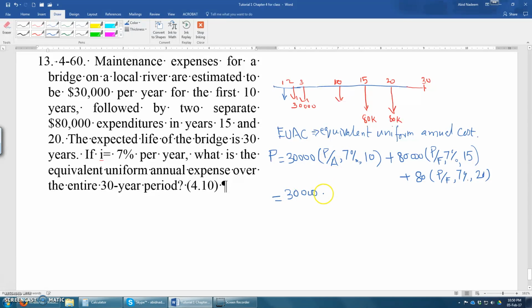30,000 times P over A, which is 1.07 power 10 minus 1, over 0.07 into 1.07 power 10. Then 80,000 over 1.07 power 15, plus 80,000 over 1.07 power 20. So let's open the calculator.